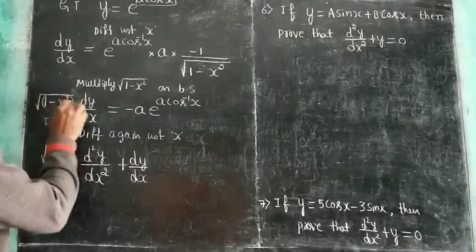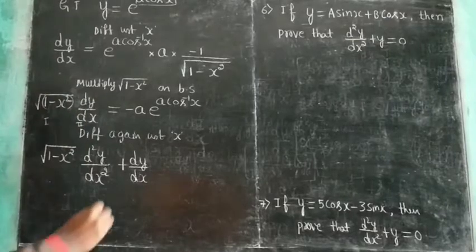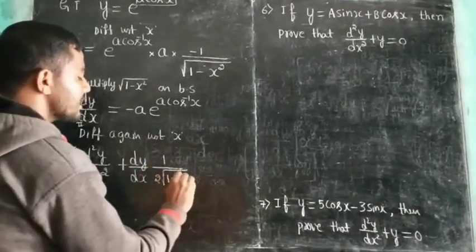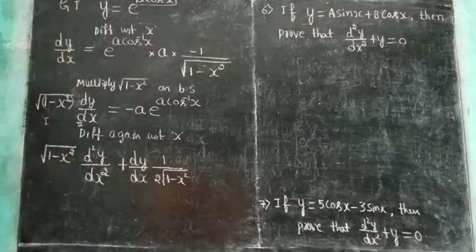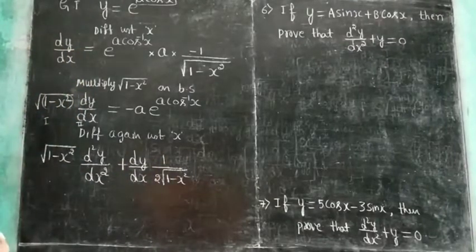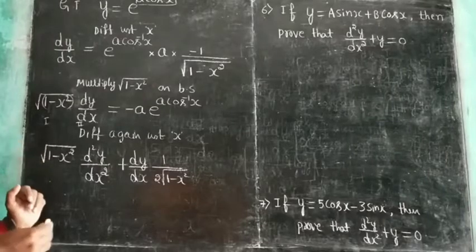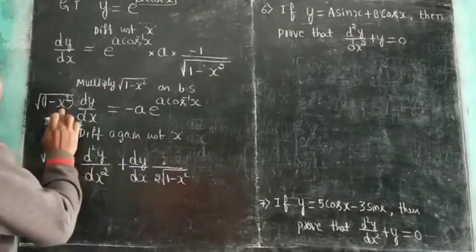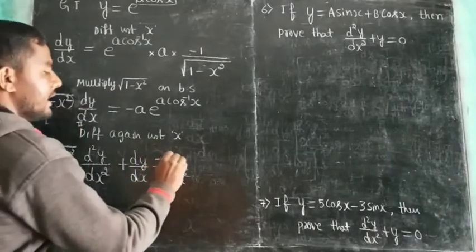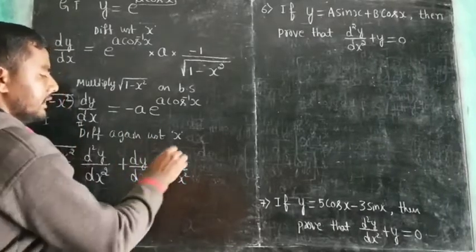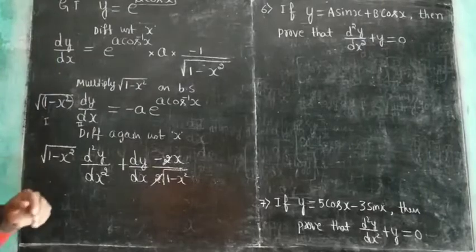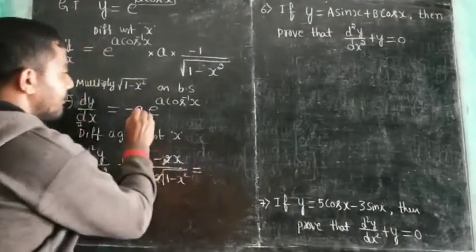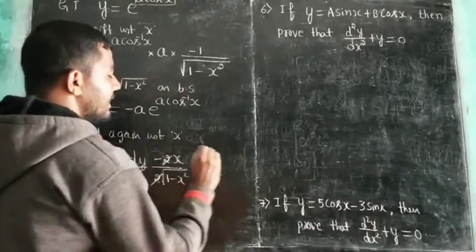In the first term we have a root of dabba. The derivative of root dabba is 1 divided by 2 root dabba. Dabba is nothing but 1 minus x square into the derivative of dabba. The derivative of 1 is 0. Take minus as it is. The derivative of x square is minus 2x. Here 2 are cancelled. Next, in the right hand side, here minus a is a constant, so take minus a as it is.